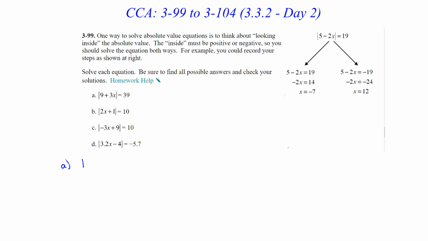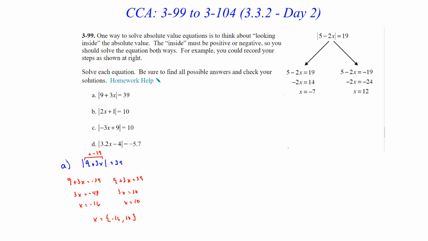Start with A. We have the absolute value of 9 plus 3x is equal to 39. So as the direction stated, we're thinking inside the absolute value could either be a positive or a negative 39. So we're just going to set up two different equations. 9 plus 3x could equal negative 39, or 9 plus 3x could equal positive 39. And we can just solve both of these equations. So x equals negative 16, subtract 9, divide by 3, and x is equal to 10. So x equals negative 16 and 10, and those would represent our two solutions.